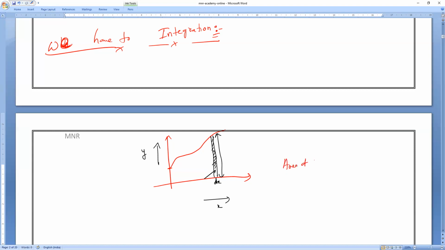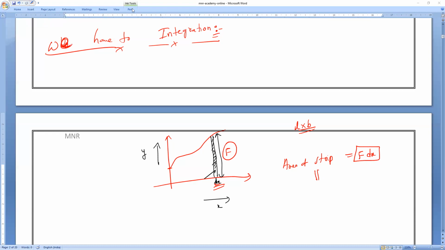So what is the area of the strip? Area is length into width, where the length is the applied force and this is the width. So the area of a strip is equal to force into dx. Will you all agree with me? Because this looks like a rectangle, and the area of a rectangle is length into breadth. But will it give you the total work done? No, it will give you only the work done over the strip. For the total, integration.